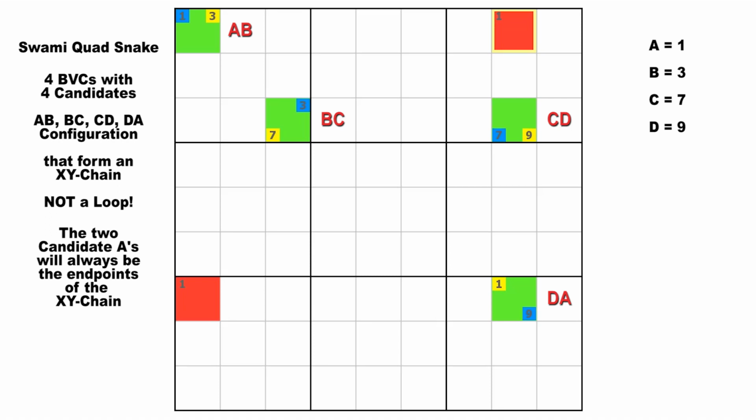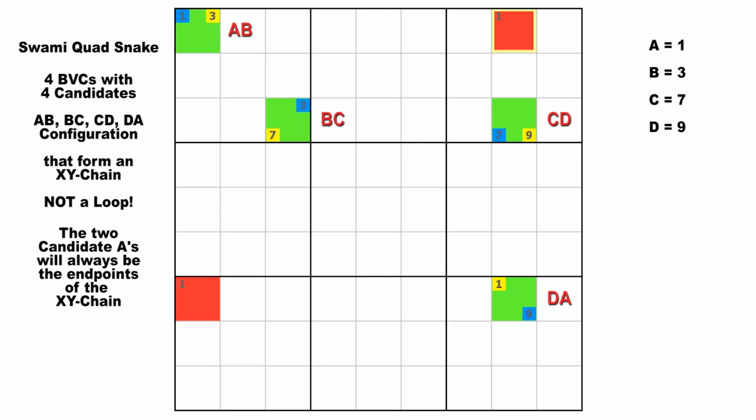Now there is nothing earth-shattering about this. It is just a regular XY chain. But the idea here is that it will be a lot easier to identify if you can train yourself to notice whenever you happen to see 4 bi-value cells containing 4 different candidates with an AB, BC, CD, and DA configuration. And then you can try to link them up if possible. Capiche? Believe me, once you know how this works and once you are actually looking for them and know how to recognize them, you will start to see a lot of them.